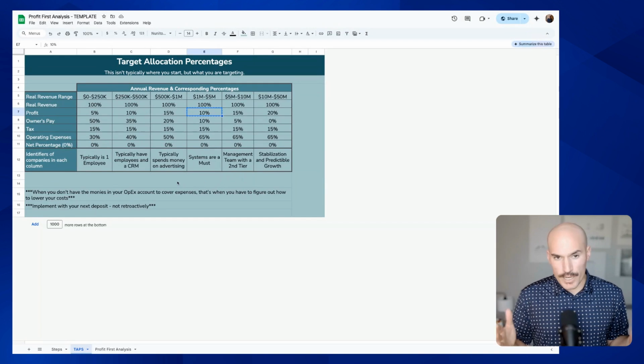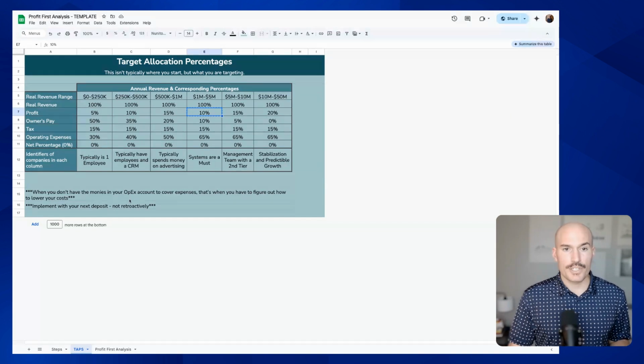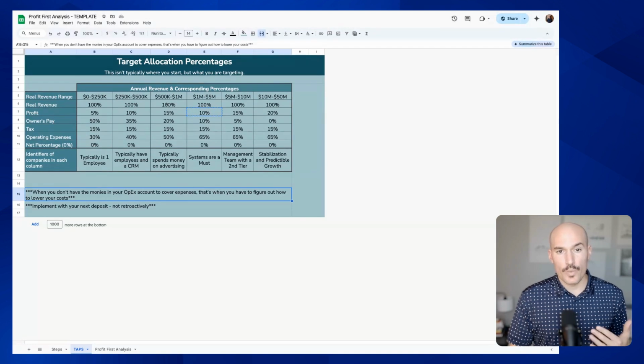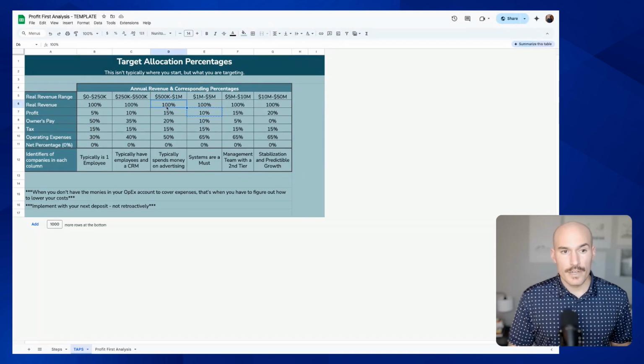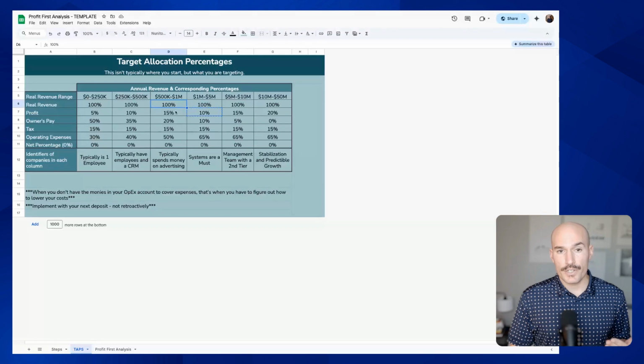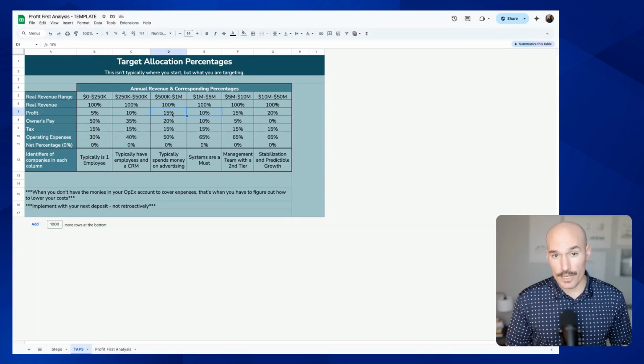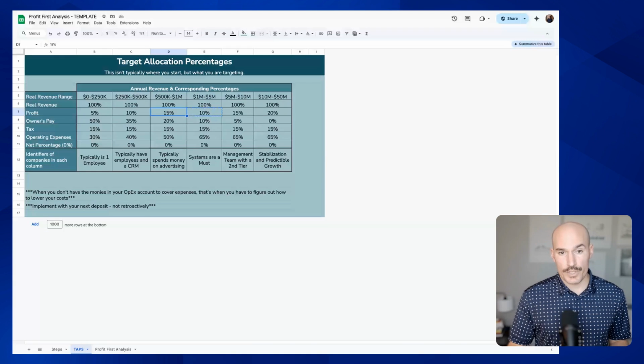So first thing you do is you identify what these are. Let's just say that you are in this 500K to 1 million in gross profit. So your profit percentage, your TAP, your target allocation percentage for profit is 15%. For owner's pay, 20%. Tax 15, and then operating expenses 50, right?